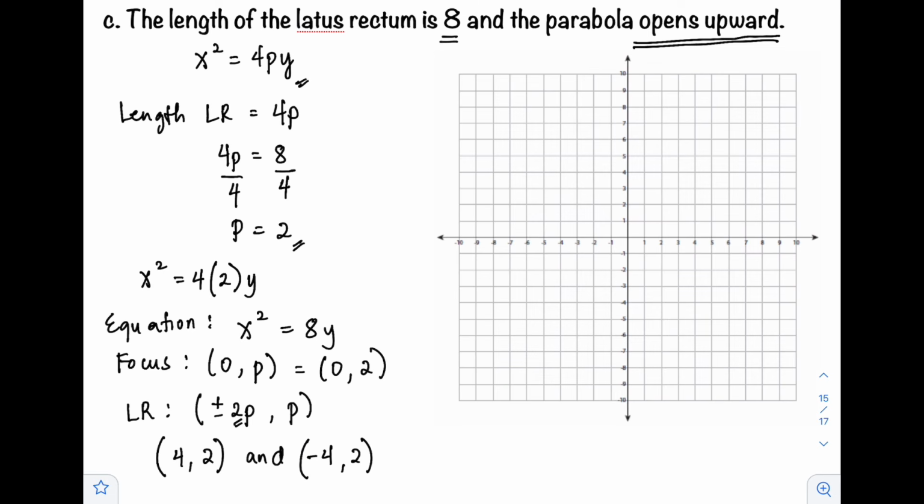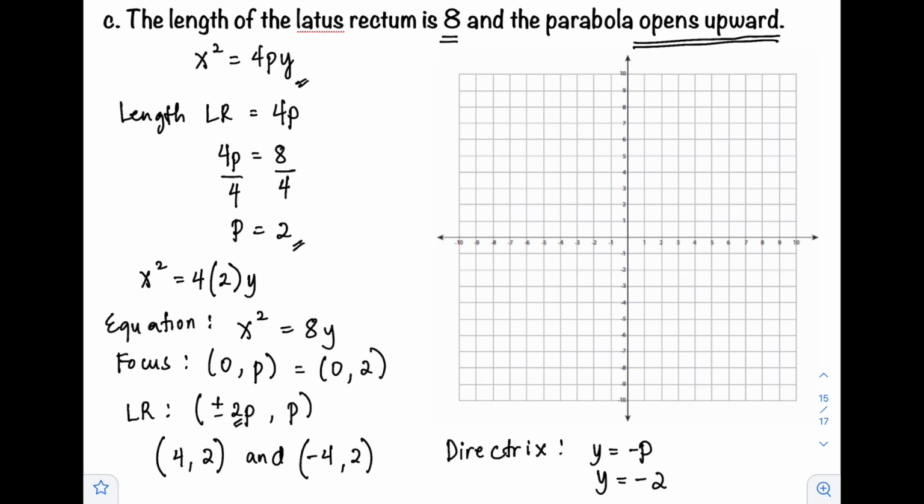Okay? So, last is yung ating directrix. So, para makuha yung ating directrix, ang formula niyan is y equals negative p. So, ang p natin is positive 2. So, ang directrix natin is equal to negative 2.